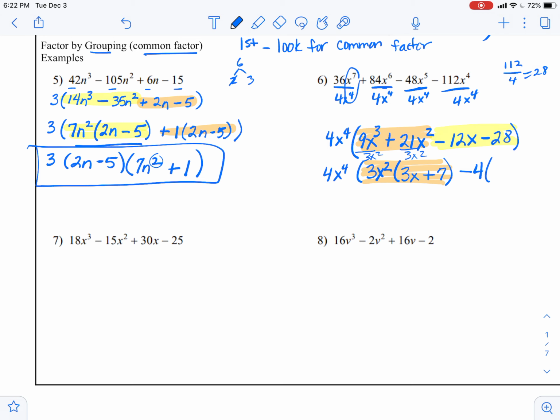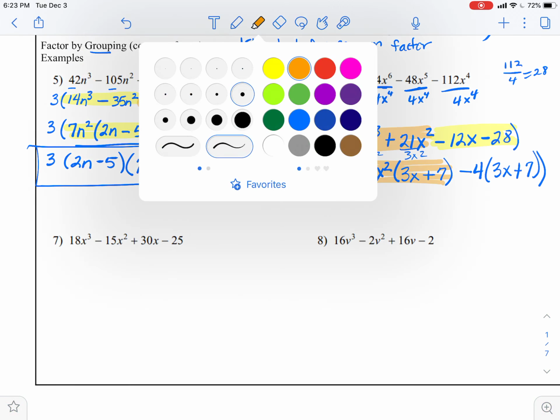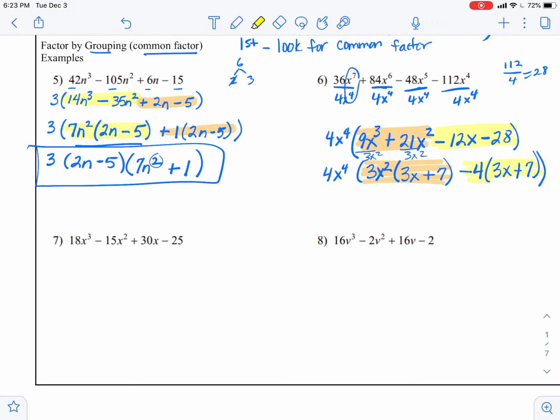Now, again, it's a negative 4, so that would be 3x and plus 7. So negative 28 divided by negative 4. Again, when I am done, so that there is my yellow, okay? And just remember, guys, when I'm done here, if I go back and I distribute, okay, there's 9x cubed, 21x squared. I better get the previous step.